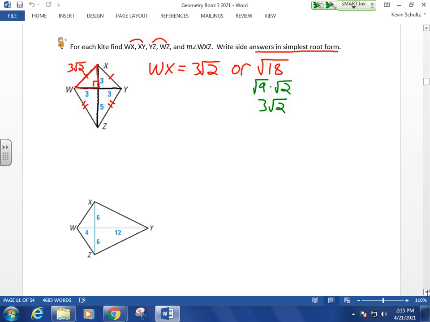Right? So if you use the Pythagorean theorem here and you leave it as root 18, that's okay. What I don't want, though, is a decimal. Okay? Leave it in root form, either Pythagorean theorem or 45, 45, but not a decimal. And if WX is 3 root 2, then XY is also 3 root 2. How would you go about finding YZ?